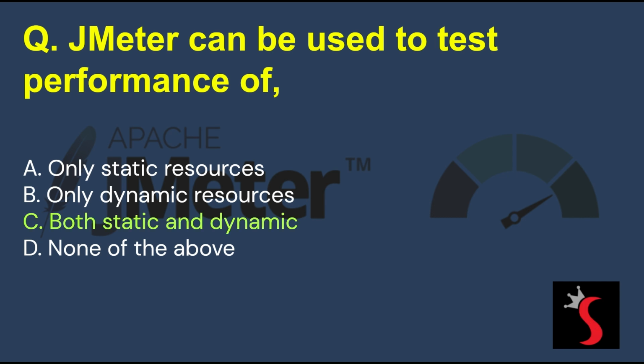And the correct answer is option C, both static and dynamic. JMeter helps in the performance testing of both static and dynamic resources. Static resources like HTML and JavaScript, and dynamic resources such as JSP, servlets, and AJAX.